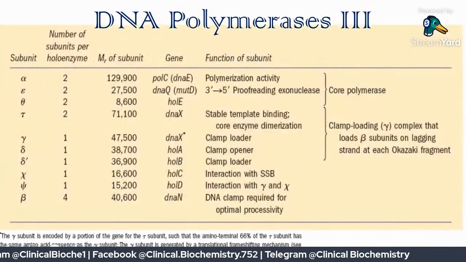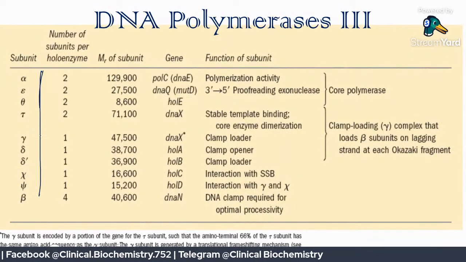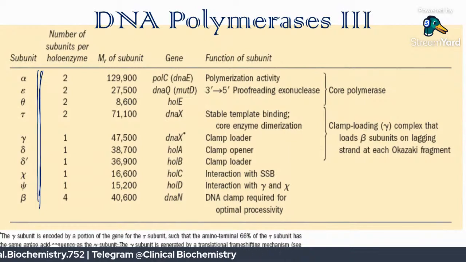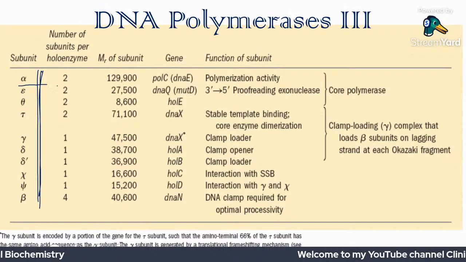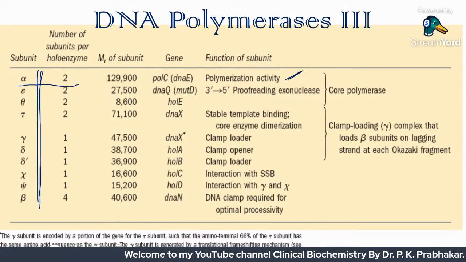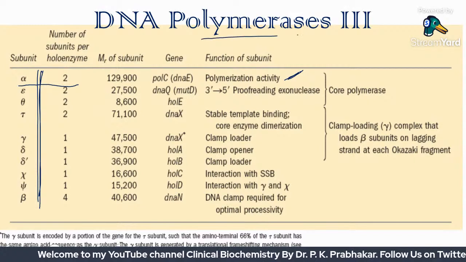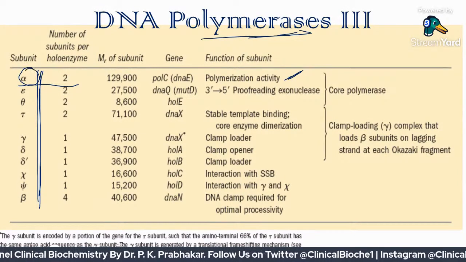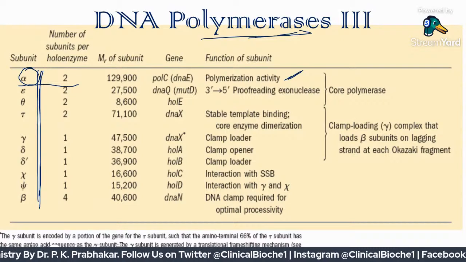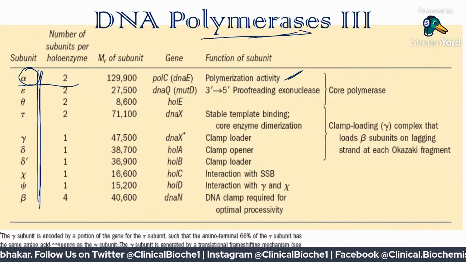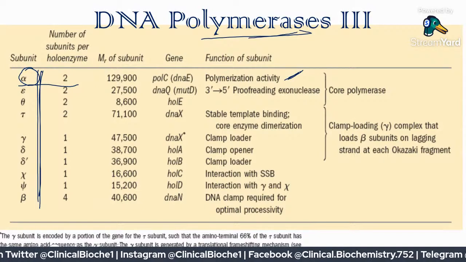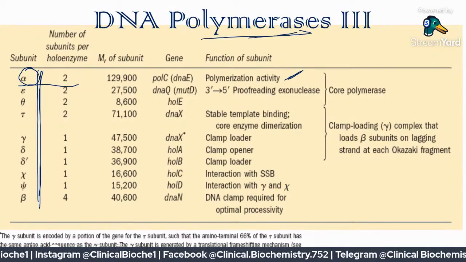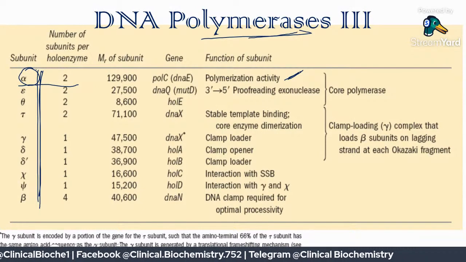I will show you the structures. These are the different components. You need not remember everything, but some components are essential and need to be remembered. So alpha, there are 2 in number, and they are for the actual polymerization activity, meaning actual nucleotide addition will be done by the alpha component. So you need to remember which protein subunit of DNA polymerase III is responsible for nucleotide addition, that is alpha. And how many alpha? 2 alpha.